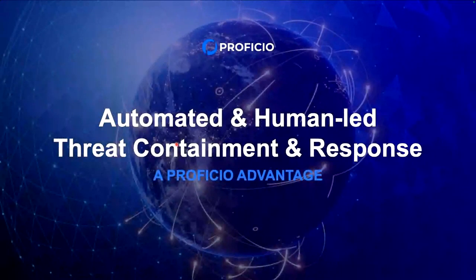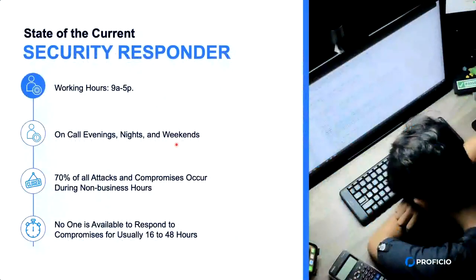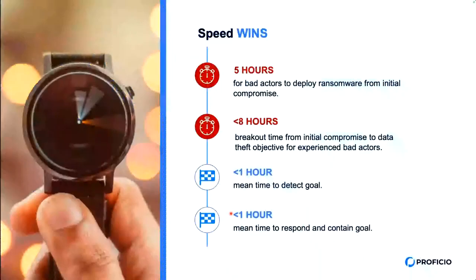Regarding automated, human-led threat containment and response, that is something you can also advance with Proficio. Obviously, a security responder can work 9 to 5 hours, or be accessible on an on-call service or whatever, but usually no one is available to respond to compromises for like 16 to 48 hours, right? And in this case, speed wins. We see that it takes about 5 hours for cyber criminals to deploy ransomware from initial compromise, right?